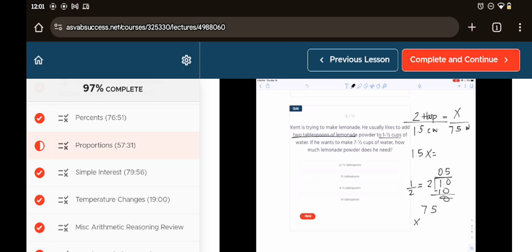So what's 2 times 7.5? Well, let's see. 2 times 5 is 10, carry the 1. 2 times 7 is 14, plus 1 is 15. There's one number behind the decimal point in my question, which means there'll be one number behind the decimal point in my answer. So 1.5X is equal to 15. Now I'm going to divide by 1.5 on each side so I can isolate the X.